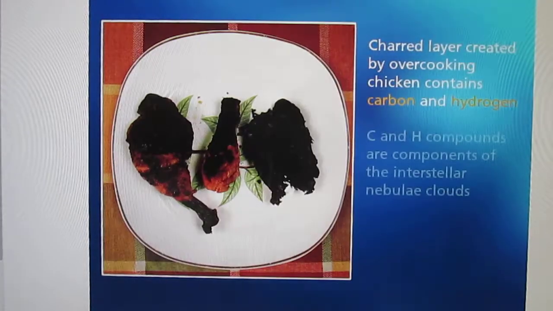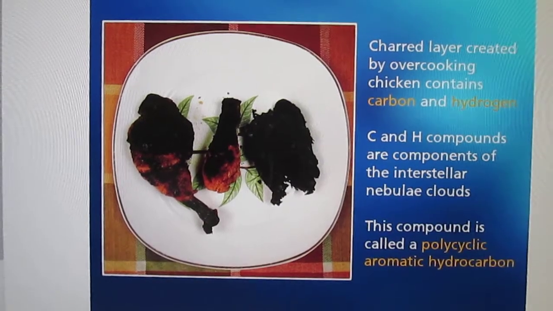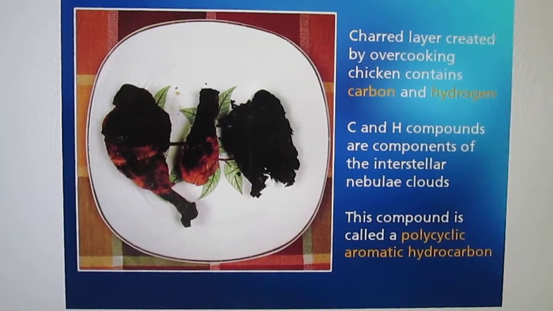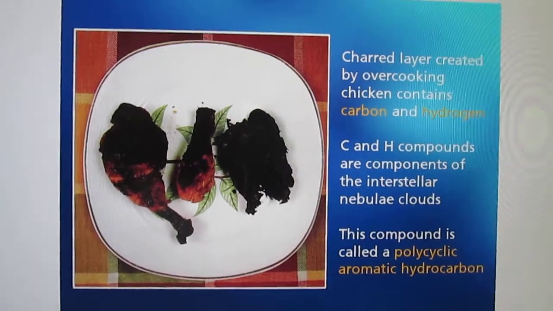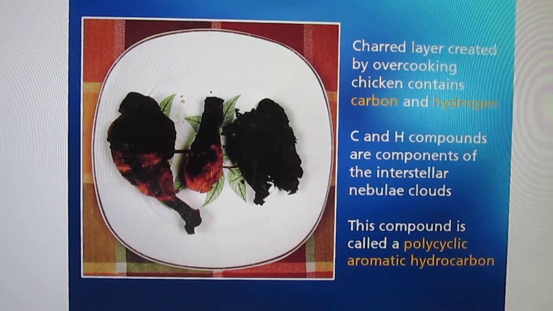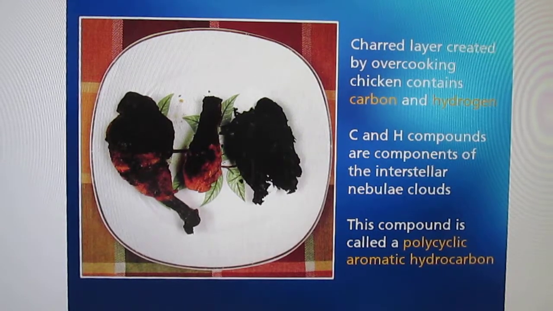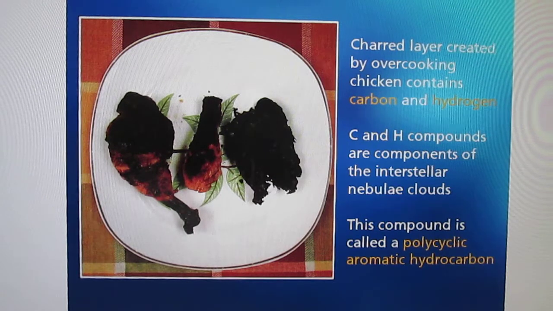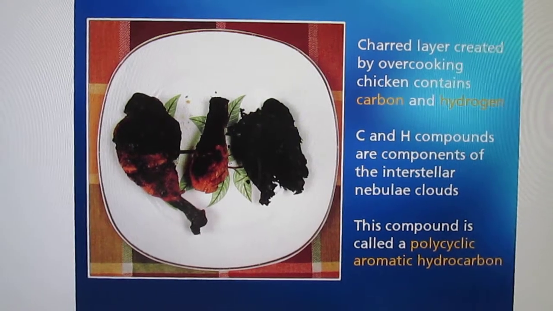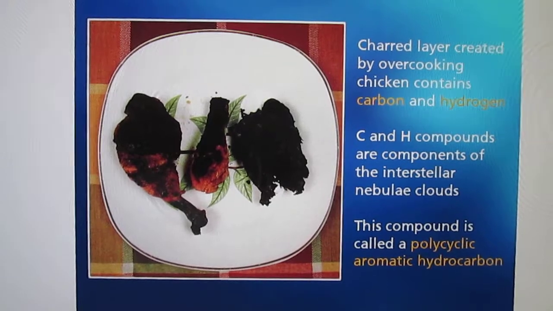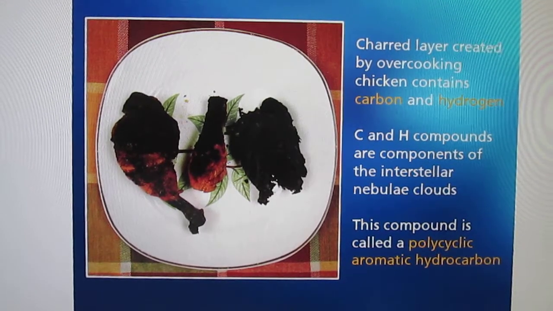This is not just a plate of burned chicken. The charred layer created by overcooking chicken, like exposure to intense electromagnetic radiation, contains just carbon and hydrogen. These carbon and hydrogen compounds are components of the interstellar nebula clouds. Technically, this compound is called a polycyclic aromatic hydrocarbon.